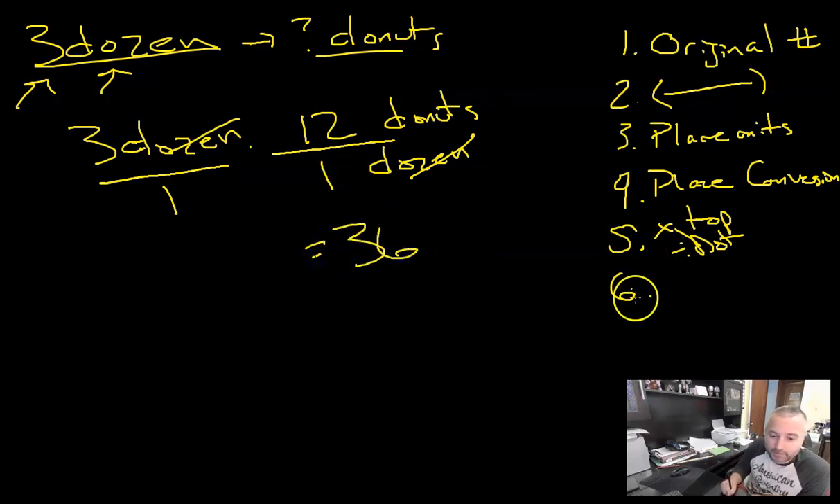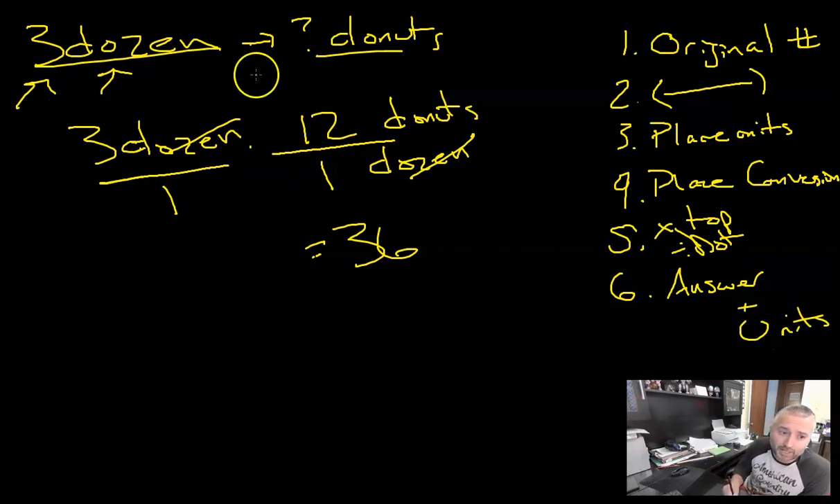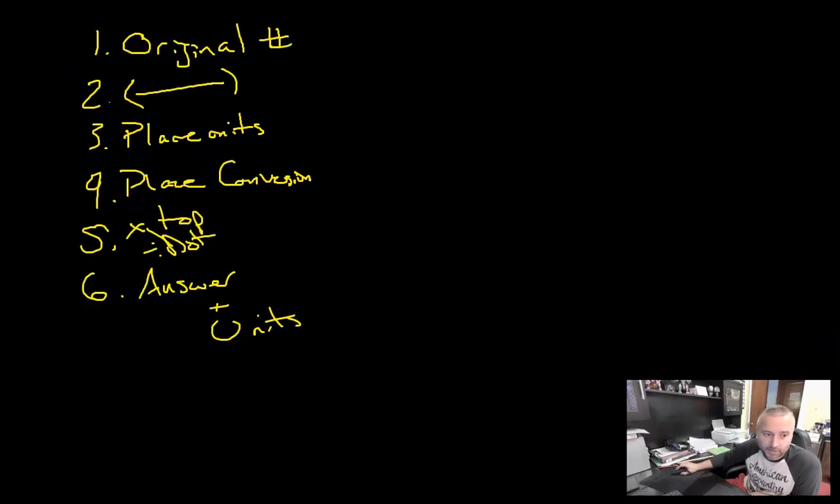I get 36. The last step here is to make sure when you have your answer, you also have units. There is really not going to be a number that you write down in this class that does not have units. If you write down a number and there's not something immediately after, you've made a mistake. There needs to be those units afterwards to help you understand what's going on. So in this case, what are the final units? Well, this is what we're trying to get. Donuts doesn't cancel, so we just have donuts.